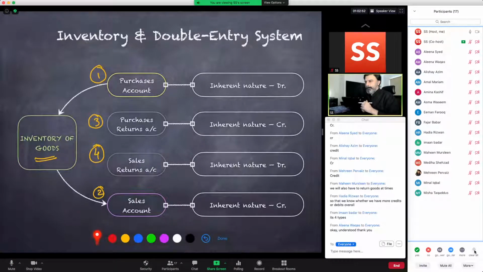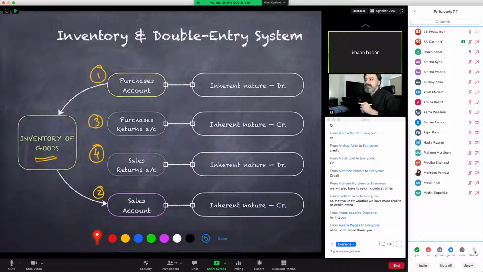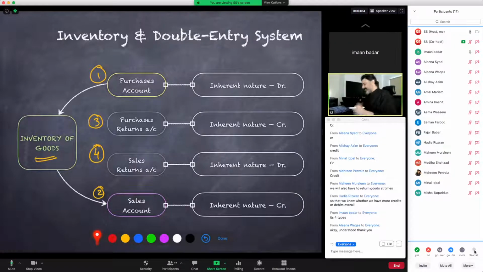Okay. Iman Badr has, it's four types. Iman, I'm sorry, I can't understand your question. It's four types. Is that a question or some description? You can either unmute your mic. My question was the same as Alina. Okay, great. I understood. Okay, excellent.